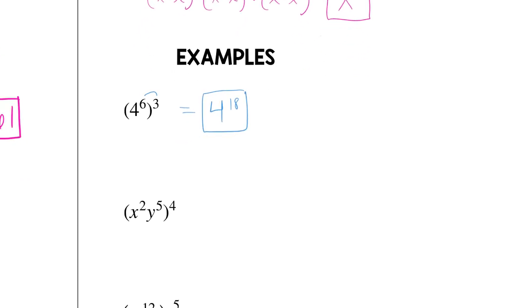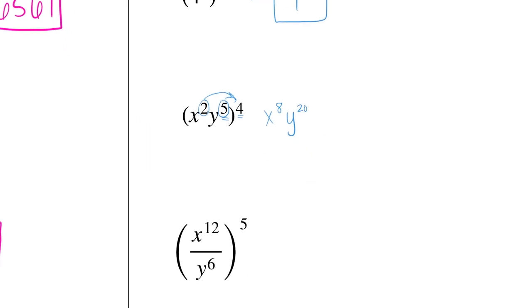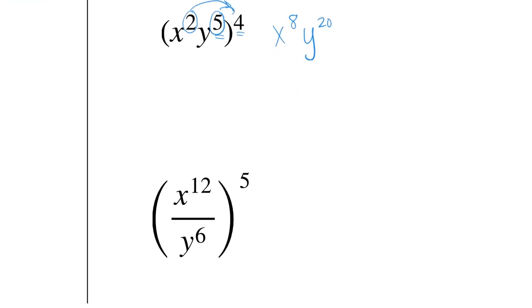Okay, next one. We have two different letters in the parentheses. So you're going to take each of these and you're just going to multiply them by that 4 on the outside. So this becomes x to the 8th power. And then the y would be to the 20th power because 5 times 4 is 20. Okay, if you have a fraction, you would do the same thing. You're going to take this exponent on the outside, and it's just going to get multiplied to both of these exponents on the inside. So that would be x to the 60th power over y to the 30th power.